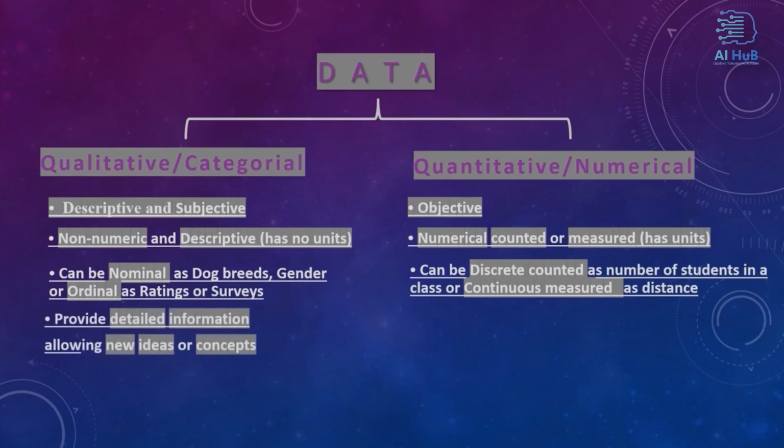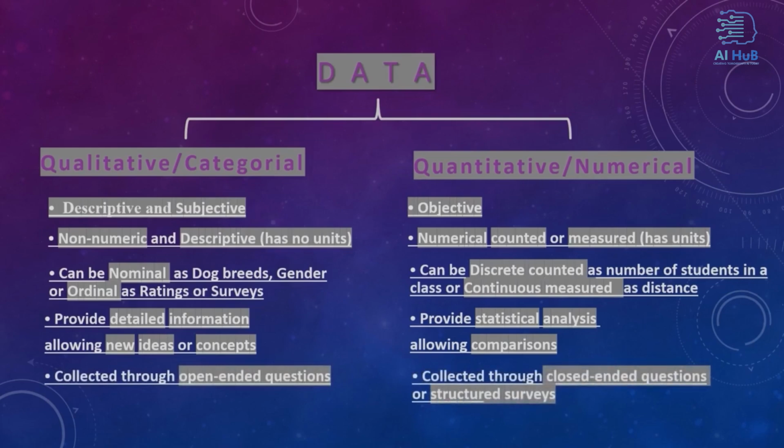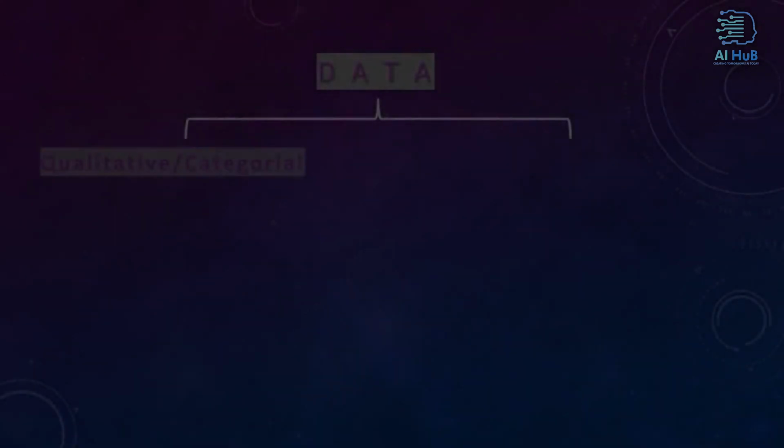Qualitative data provide detailed information allowing exploring new ideas or concepts. Quantitative data provide statistical analysis allowing comparisons. Additionally, qualitative data are often collected through open-ended questions, while quantitative data are collected through closed-ended questions or structured surveys.